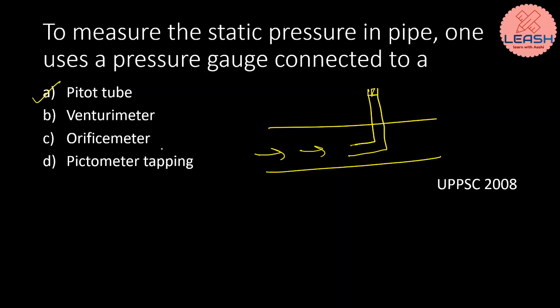Venturimeter and orifice meter are flow measuring devices. That means we can measure the rate of flow from these devices. So to measure the static pressure in a pipe, we have to use a pitot tube. It also measures the stagnation pressure.